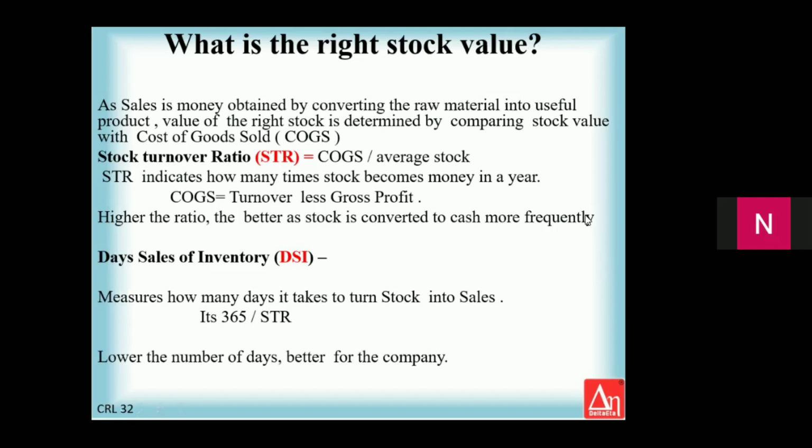Here, STR is COGS divided by the average stock. So cost of goods sold divided by the average stock. Let's say in a year, you are selling 100 crore rupees worth of goods and the gross profit is 30%. So your COGS is 70 crores. I'll use a small example to tell you.